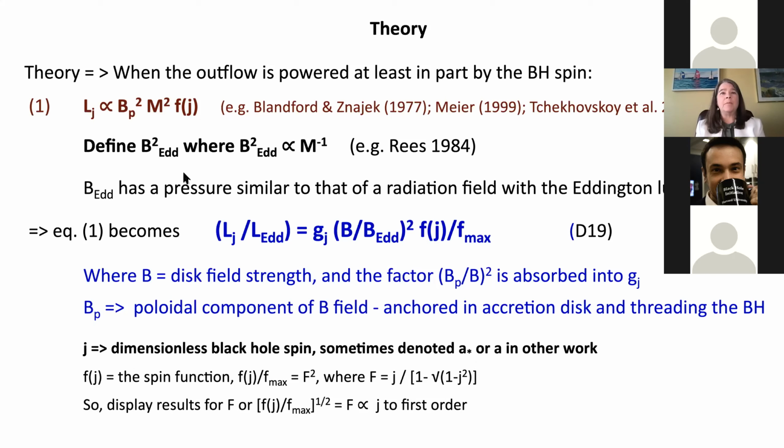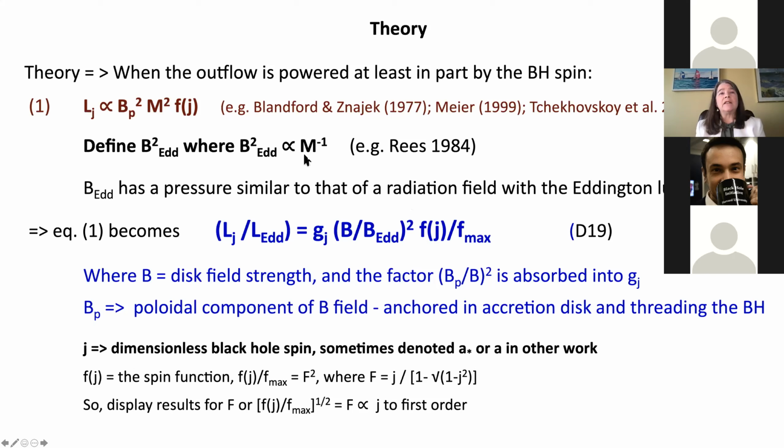So now, in 2019, I wanted to take this theoretical equation and rewrite it in a form that was similar to the empirically determined form that I obtained between the Eddington normalized beam power and the Eddington normalized bolometric disk luminosity. To do that, I use this quantity called the Eddington magnetic field strength, which was introduced in the 80s. It's discussed in Martin Rees's 1984 review paper and several other papers by Rees and others. The Eddington magnetic field strength is defined so it has a pressure similar to that of a radiation field with the Eddington luminosity.